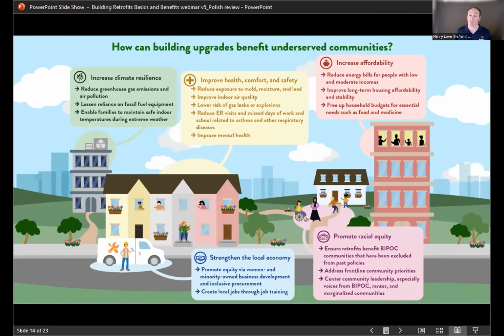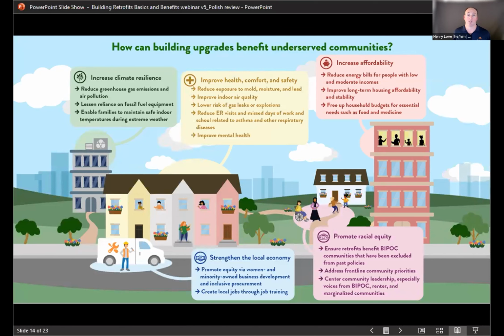Another benefit is strengthening the local economy, something that Delmar was touching on earlier, promoting equity via women and minority-owned business development and inclusive procurement to deliver these services, and creating local jobs through job training to be able to know how to install and service energy efficient equipment.